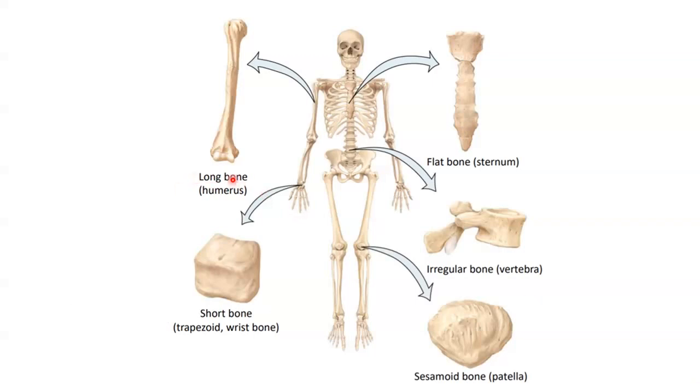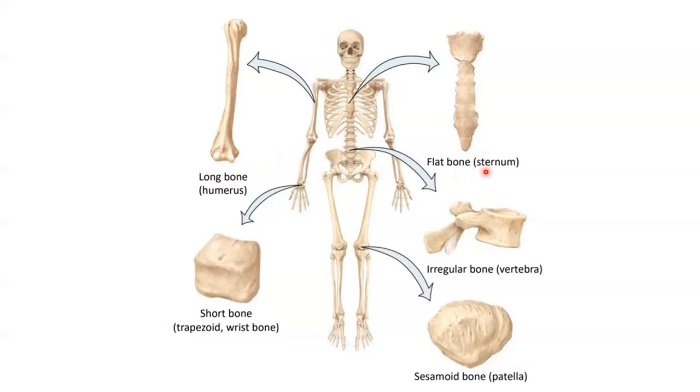So our long bone has a length greater than its width. Examples of a long bone include the femur, which is your thigh bone, which is the largest bone in the body, as well as the relatively shorter bones of the fingers and the toes. Long bones function to support the weight of the body and to also facilitate movement in conjunction with our skeletal muscle.